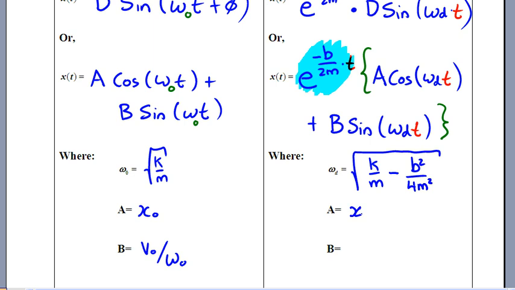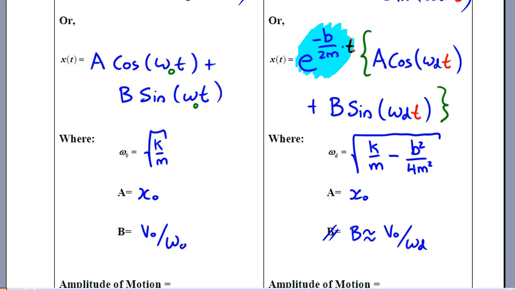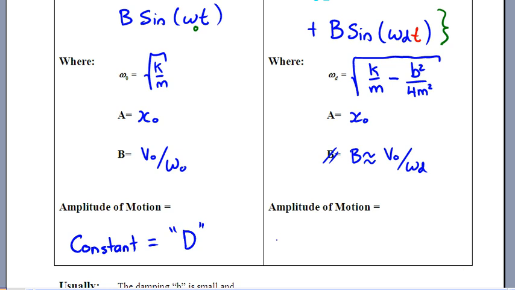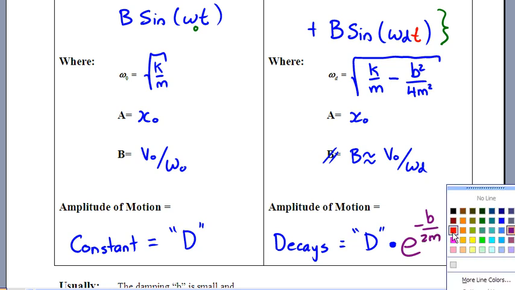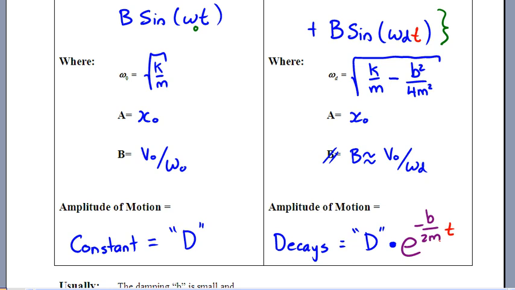A is still the original position. B, well, I shouldn't say equals, but B is pretty close to being the original velocity divided by the damped omega. It's off by a little bit, but it's pretty darn close. So the amplitude of the motion, well, the key thing, it decays. There is no constant value to the amplitude. It's actually equal to that D value that we had in the trig identity combination. But here comes the most important part, multiplied by this decaying exponential, e to the negative b all over 2m multiplied by time. So as time goes by, that amplitude drops off.